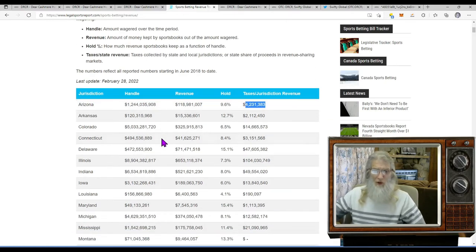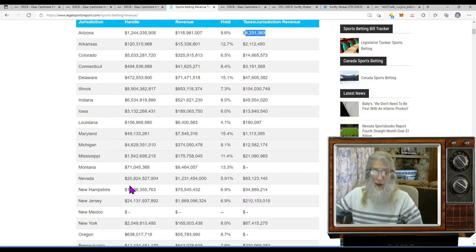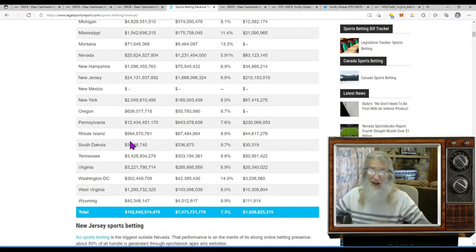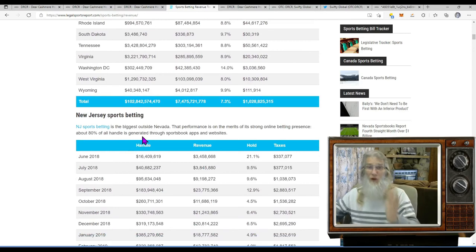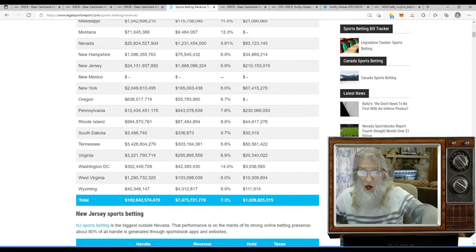Now, there's some small numbers in here. Arkansas only had $120 million. Connecticut only $494 million. You've got some states like Illinois doing $8 billion. Or you've got Michigan doing $4 billion. But how about Nevada doing $20 billion? Or for that matter, New Jersey doing $24 billion? Let's just add it all up. Make this easy. Since the Supreme Court passed the law, and whether a state's been there 3 years or 3 months, add it all up together, because as you can see, this has been last updated February 28th and is inclusive since June 2018.